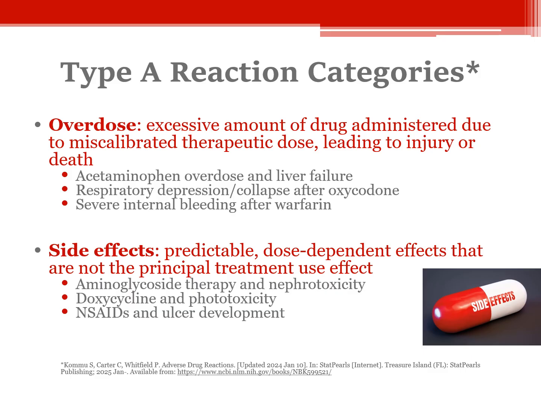We can further divide type A adverse drug reactions into additional categories. The first major category being overdose. This means that you give an excessive amount of a drug due to a miscalibrated therapeutic dose, which leads to an injury or death. And again, these are dose-dependent and predictable based on the known pharmacological properties of the drug. In this case, you're getting more of the known pharmacological property than you intended in such a way that the patient gets harmed. Examples of this would be you give acetaminophen for pain relief, but you give a little bit too much and you get acute liver failure, which can be fatal and certainly debilitating.